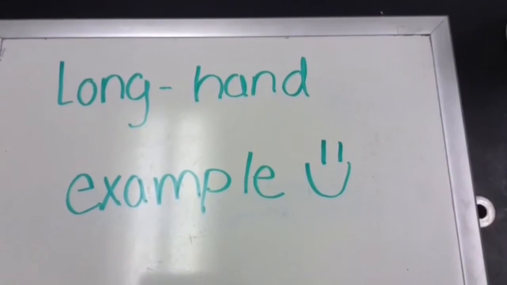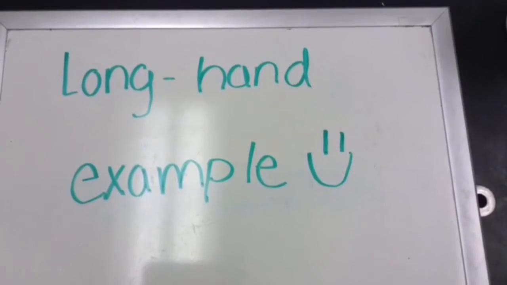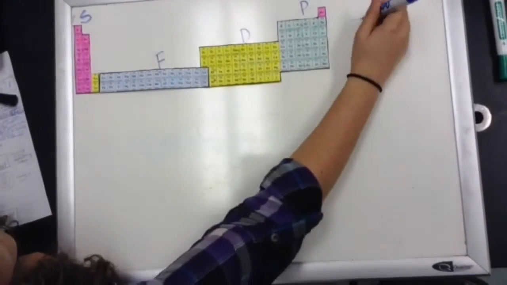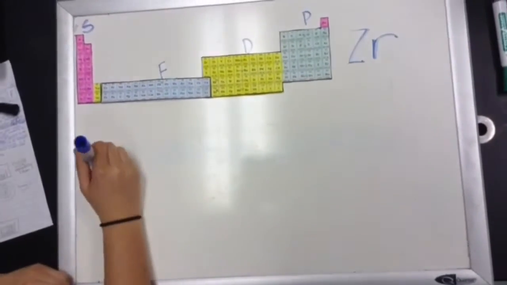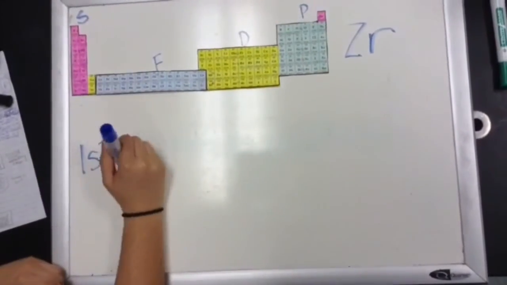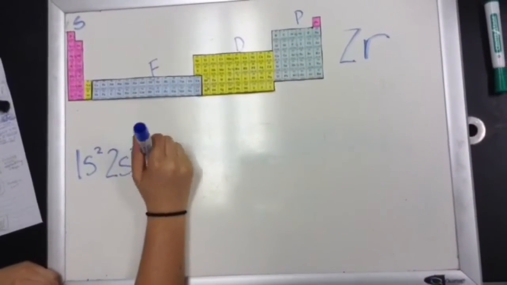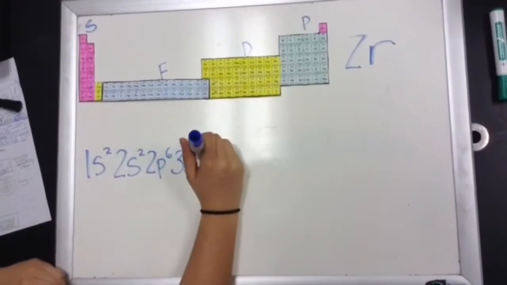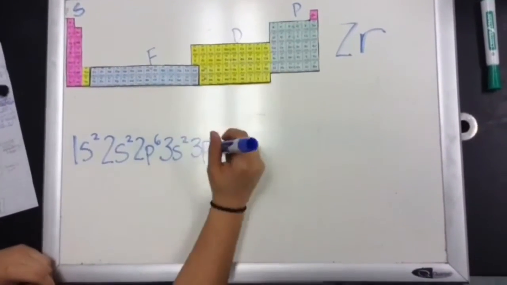First, we will show you the long way on how to write the electron configuration of an element. For the example, we will use the element zirconium. First, you start off in the top left-hand corner of the periodic table and list the energy level, the block, and the number of elements that you pass in the block as you move across the periodic table. First, we pass 2 elements in the first energy level in the S block.